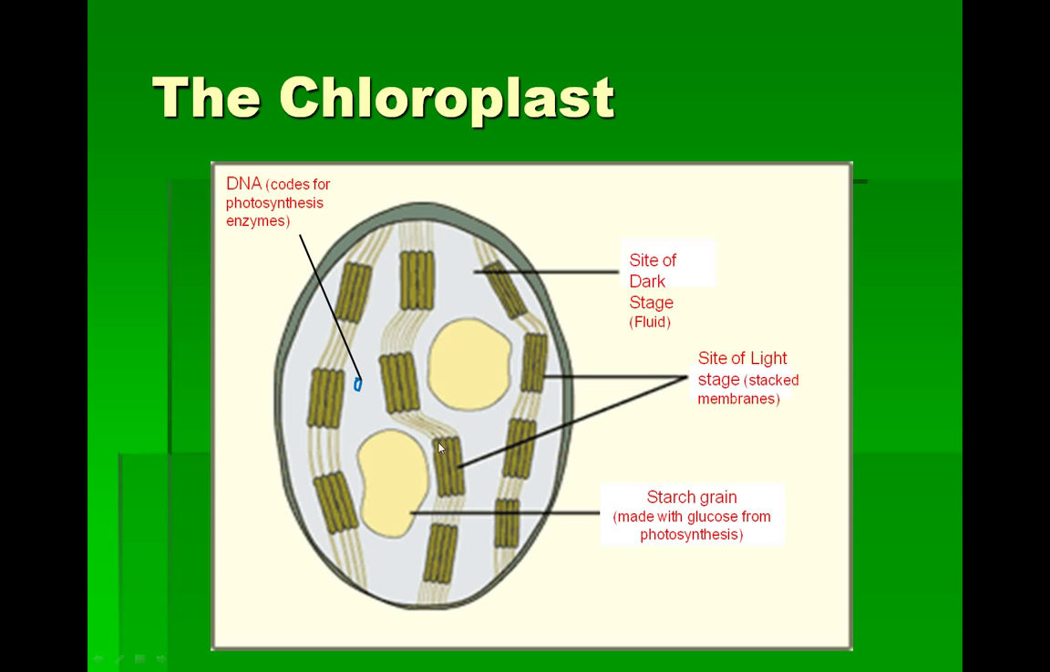You can see these membranes are arranged in circles. It's hard to see that in 2D, but these are piles of coins. So imagine that each of these is a coin stacked one on top of another, and they're linked together by other flat membranes. That's where you'll find the chlorophyll molecules.